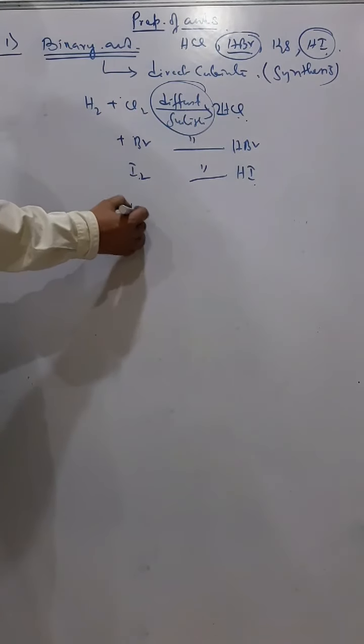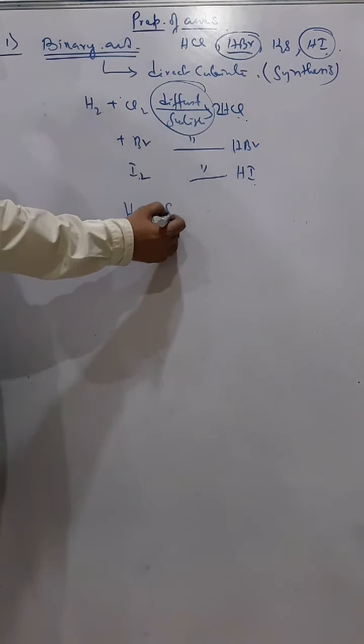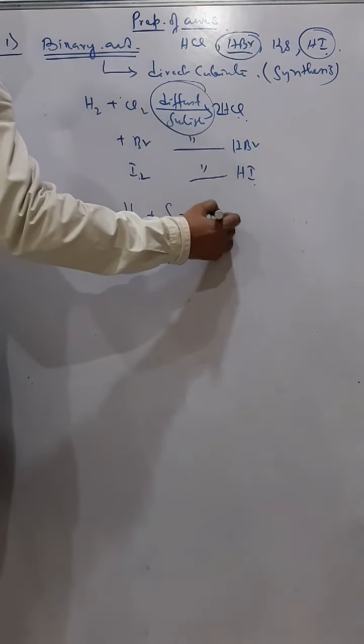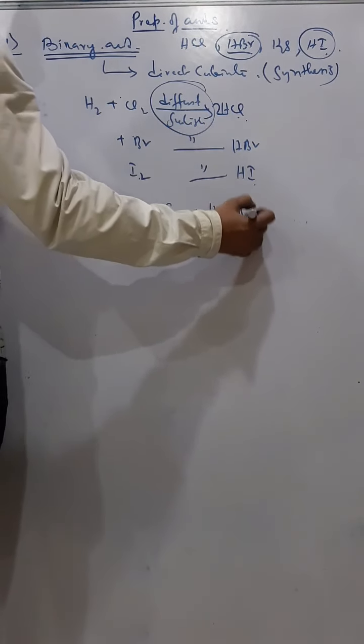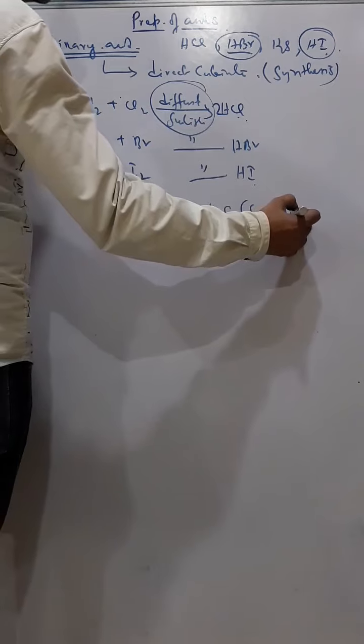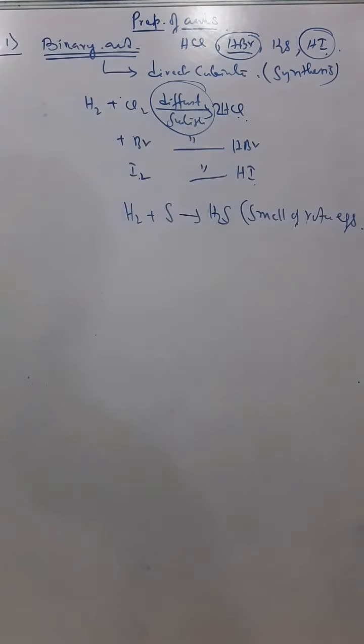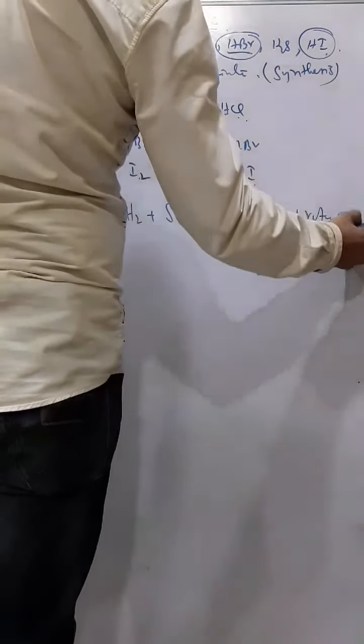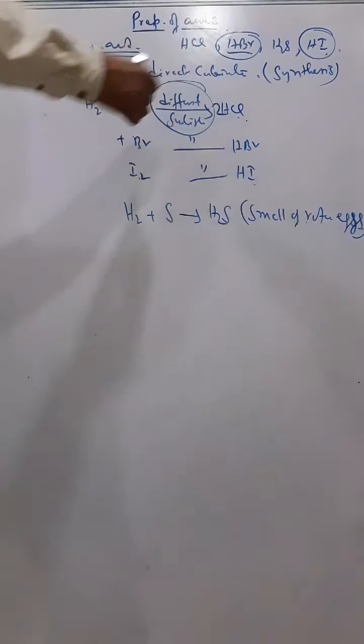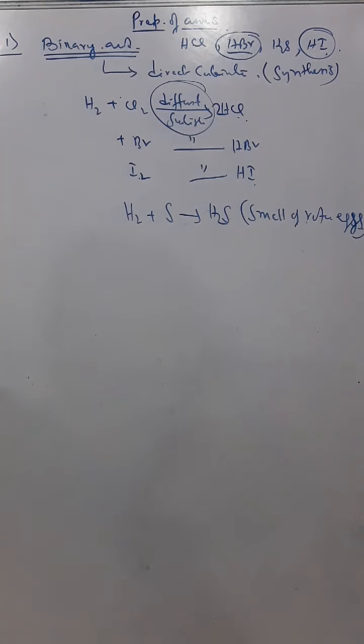And similarly, when hydrogen is passed through boiling sulfur, you get hydrogen sulfide. Now this hydrogen sulfide has a characteristic smell of rotten eggs. So these are how we can prepare binary acids by direct combination.